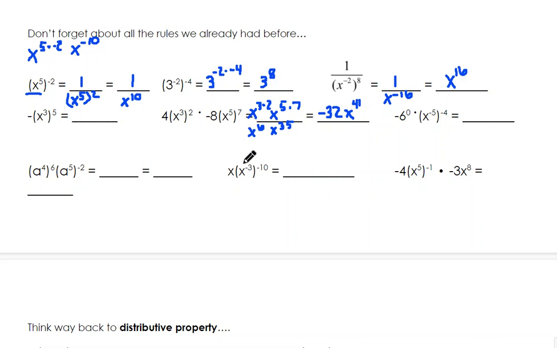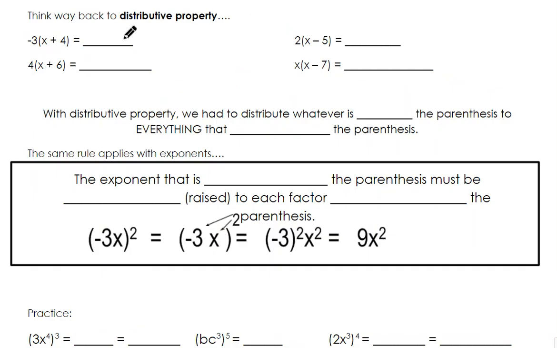All right, so we can't forget about the rules we had, right? We have to keep those rules in place, right? And then when you have a power raised to a power, you just multiply the two exponents. All right, so think back to when we did distributive property. With distributive property, we took the number on the outside and we multiplied it to the stuff on the inside, right?